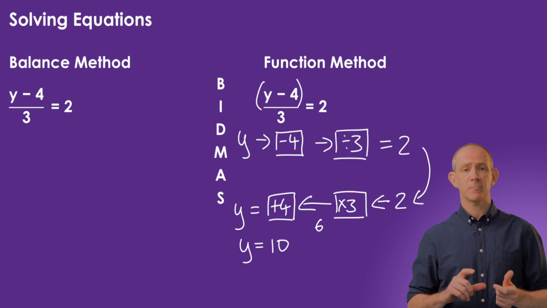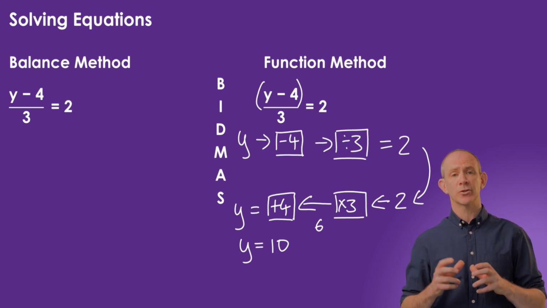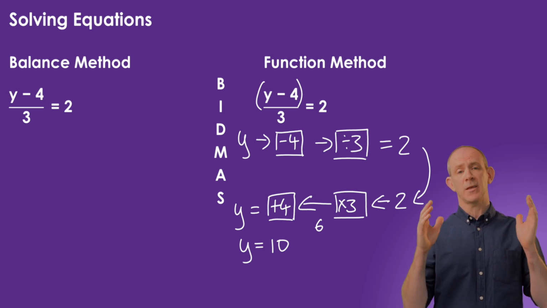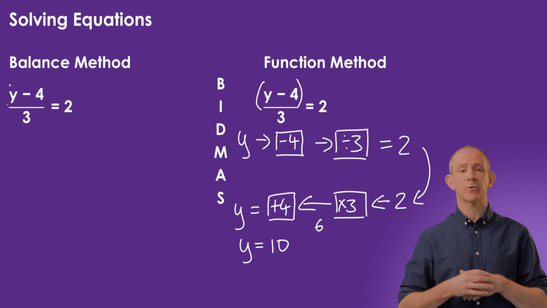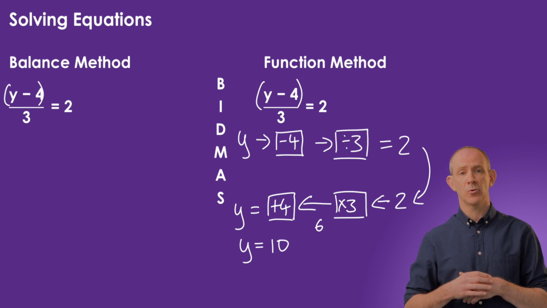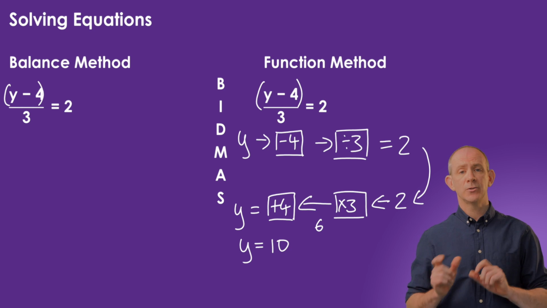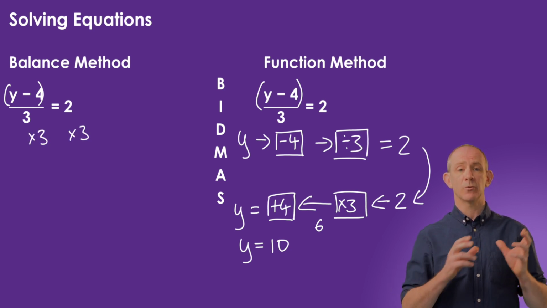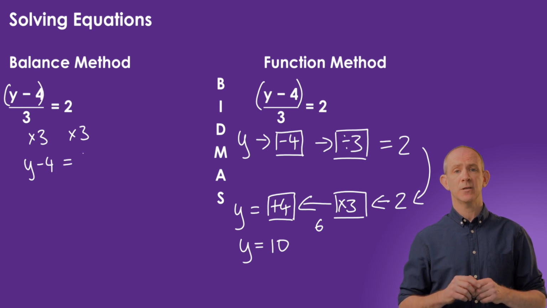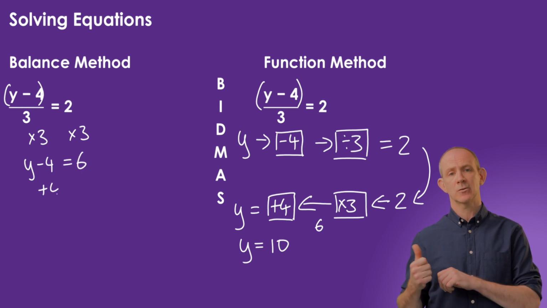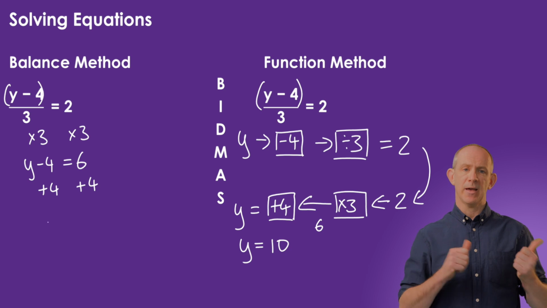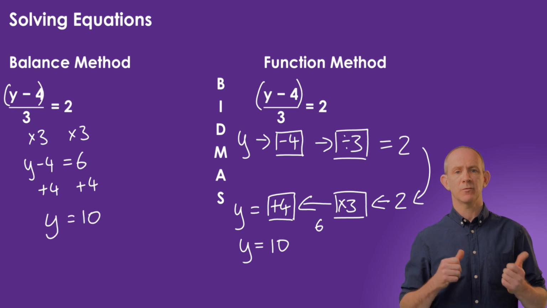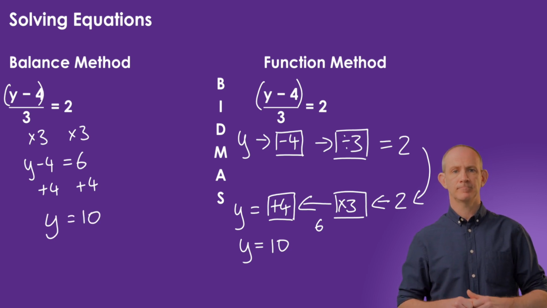So here with the balanced method, again, we're going to consider what's on the top of the fraction, the numerator, as being in brackets. So we'll put those brackets around the y, take away 4. To undo the divide by 3, we're going to times by 3 on both sides. That'll leave us with y, take away 4 on the left, and 2 times 3, which would be 6 on the right. Now we're going to add 4 to both sides, which would give us y equals 10.